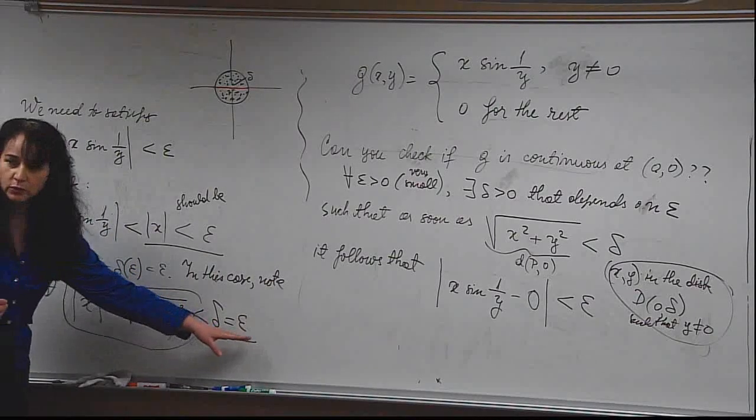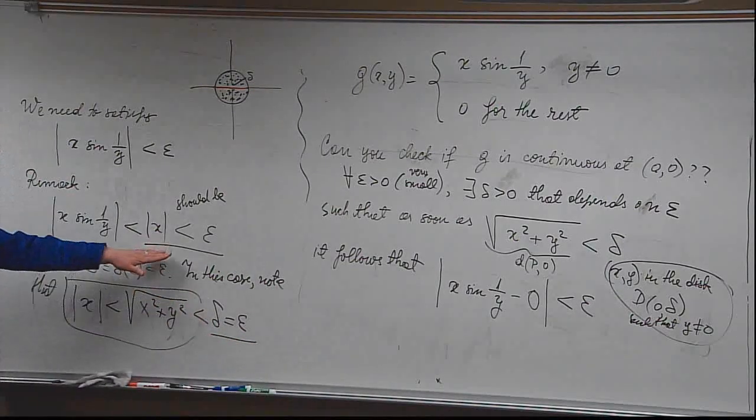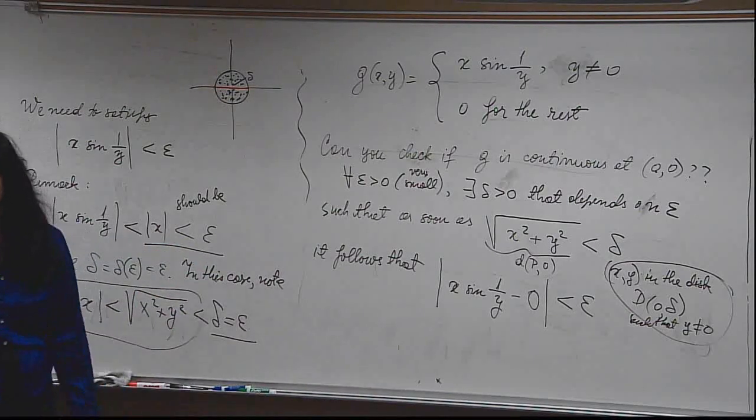If you take delta equals epsilon, then you're done, because in that case, absolute value of x is less than epsilon, and your conclusion, which is this, was satisfied.